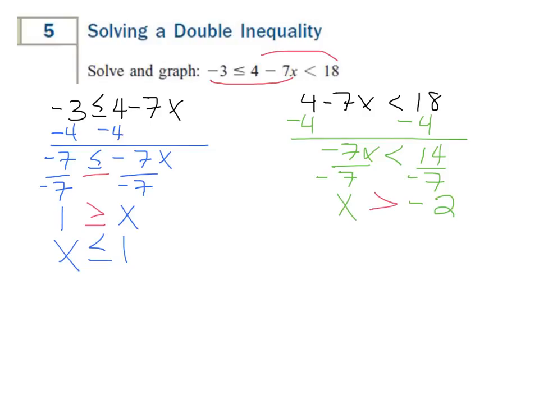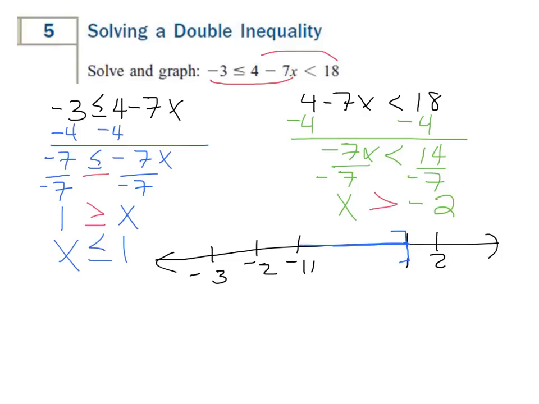All right, so now all I have to do is put it on a number line. So if I put it on a number line, I've got x is less than or equal to 1. So here's 2, here's 1. So x is less than or equal to 1. And then the other thing I have is that x is greater than negative 2. So here's negative 3, here's negative 2, here's negative 1. And so x is greater than negative 2.